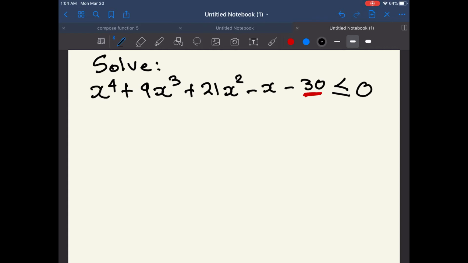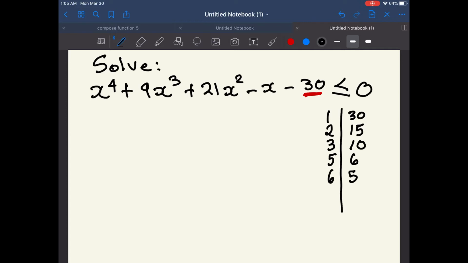Number one, what are the factors of 30? If you divide 30 by 1 is 30, divided by 2 is 15, divided by 3 is 10, divided by 5 is 6, divided by 6 is 5, and now these are all the factors of 30.